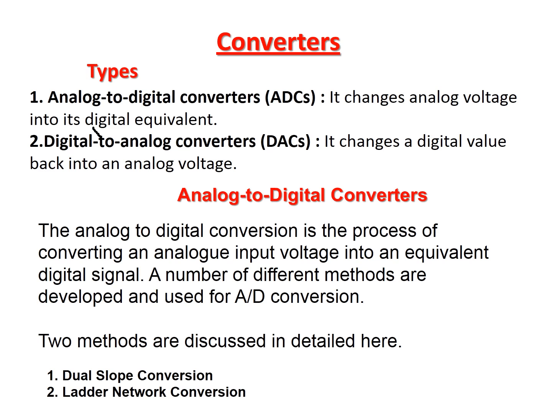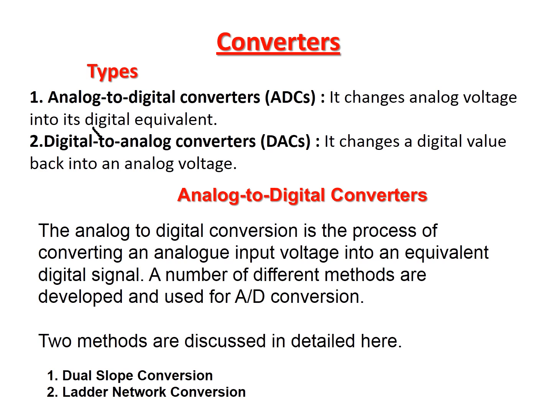Now here we will discuss the different types of analog to digital converters. As I told, an analog to digital converter converts an analog voltage to its equivalent digital signal. A number of methods can be used for A to D conversion. Mainly, analog to digital converters are classified into two general groups based on the conversion techniques.